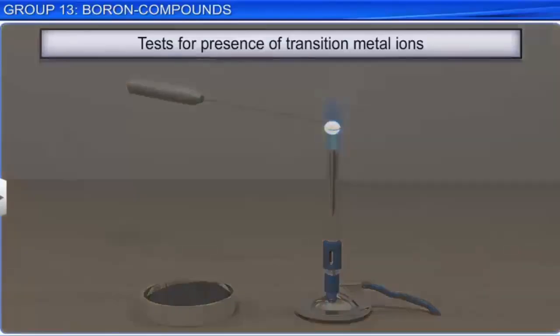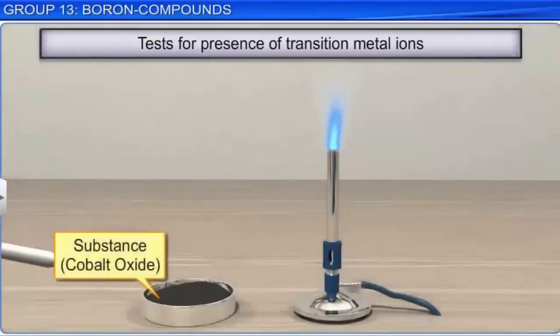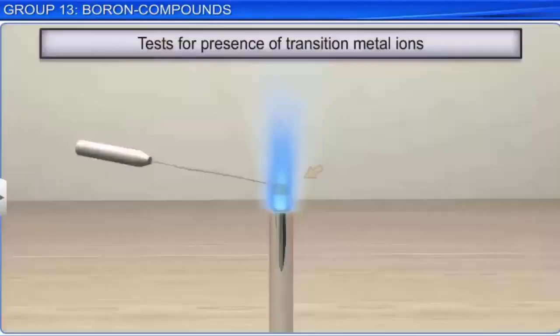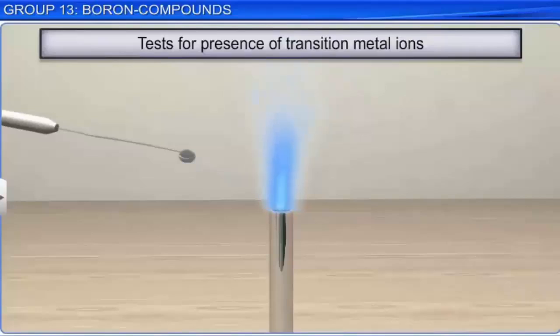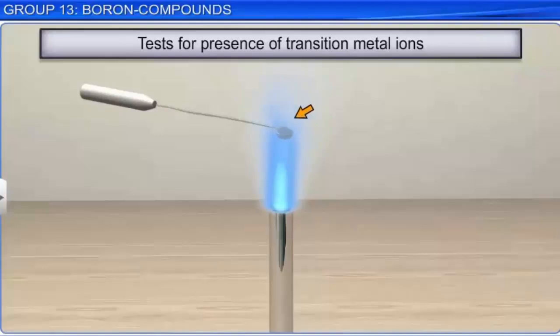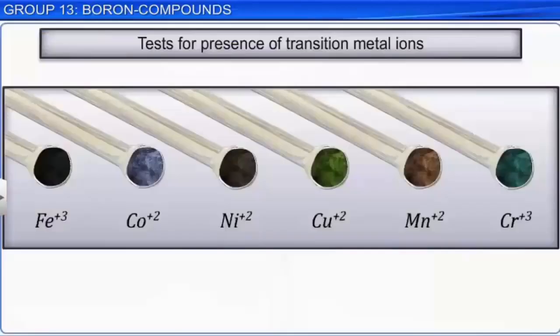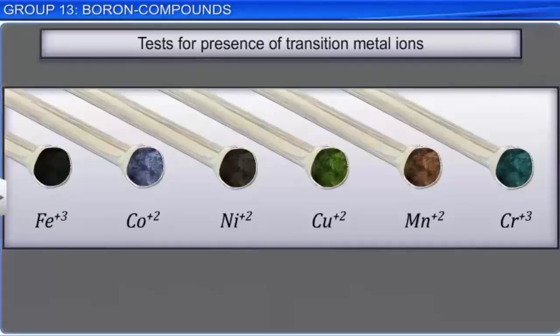The bead is then dipped into a small sample of the substance being tested. Then, it is held in the lower part of the flame, allowed to cool, and then heated in the upper or oxidizing part of the flame. The formation of colored metaborates of transition metals identifies the presence of transition metal ions. For example, cobalt ions give a blue-colored bead in this test.